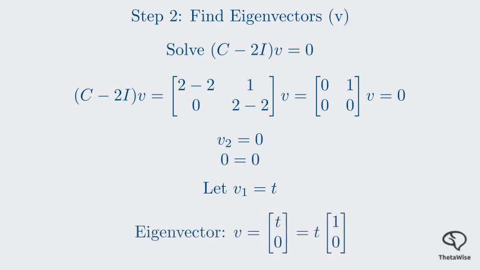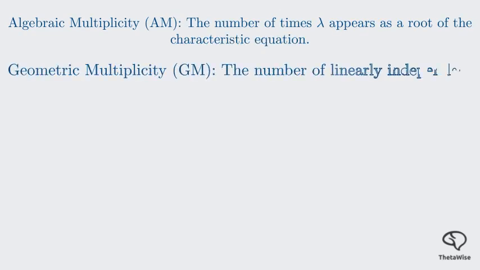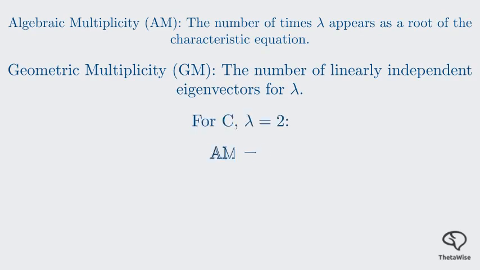Notice something interesting here. The eigenvalue lambda equals 2 has a multiplicity of 2, but we only found one linearly independent eigenvector. This is a key concept. The algebraic multiplicity of an eigenvalue is the number of times it appears as a root of the characteristic equation. The geometric multiplicity is the number of linearly independent eigenvectors associated with that eigenvalue. For our matrix C, the algebraic multiplicity of lambda equals 2 is 2, but the geometric multiplicity is 1. In general, the geometric multiplicity is always less than or equal to the algebraic multiplicity. When they are not equal, the matrix is called defective.